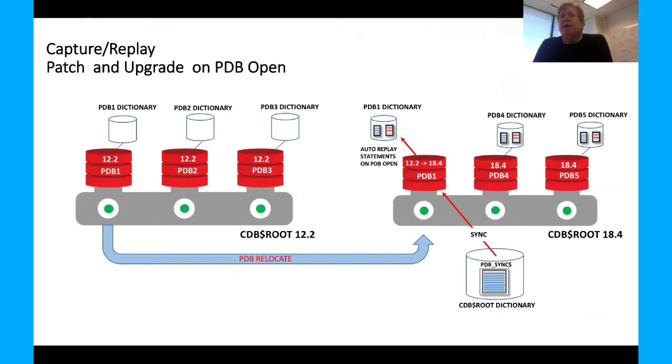So essentially what we've done here, through automation and some level of sophistication in our patching algorithms, is to relocate a 12.2 PDB from a CDB root in one location to a CDB root hosting 18.4 binaries and associated data dictionary. And before opening that to a connecting client, we upgrade the data dictionaries through a sync operation automatically. So when it's opened, it's already been upgraded for you.